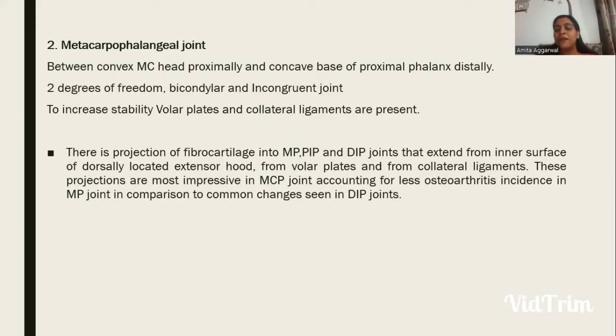Now, there is a projection of fibrocartilaginous structures in the metacarpophalangeal joint, proximal interphalangeal joint, and distal interphalangeal joint. As they are maximum towards the metacarpophalangeal joint, the chances of osteoarthritis are maximum with the DIP joint. It is a very important part to remember that because of the maximum fibrocartilaginous extension at the metacarpophalangeal joint and PIP compared to the DIP joint, the chances of osteoarthritis are relatively more common in the distal interphalangeal joint. And as the theme of World Physiotherapy Day is osteoarthritis, one should be aware of this fact.